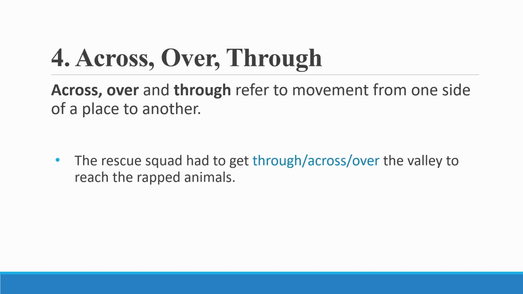Across, over, through. In general, we use across, over, and through to refer to movement from one side of a place to another. We can say, the rescue squad had to get through the fire in the valley to reach the trapped animals, or the rescue squad had to get over the fire in the valley to reach the trapped animals, or the rescue squad had to get across the fire in the valley to reach the trapped animals. In this sentence, any of the three prepositions can fit in and convey the meaning, which is moving from one side to the other.